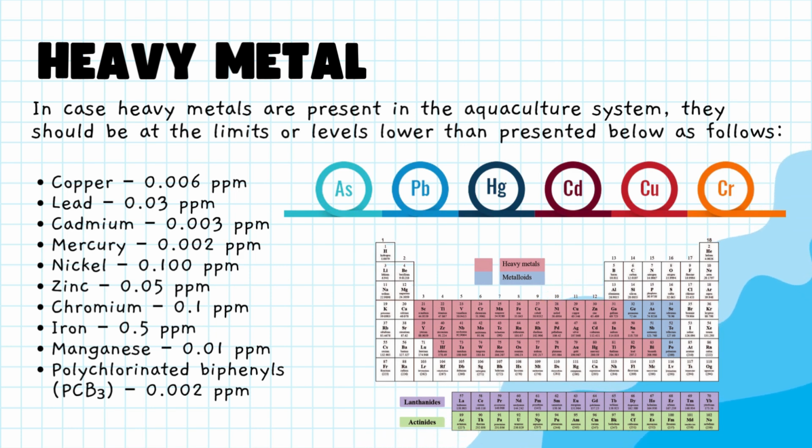For copper, we have 0.006 ppm, for lead 0.03 ppm, for cadmium 0.003 ppm, for mercury 0.002 ppm, for nickel 0.1 ppm, for zinc 0.05 ppm, for chromium 0.1 ppm, for iron 0.5 ppm, for manganese 0.01 ppm, and then the polychlorinated biphenyls, or PCBs, 0.002 ppm. In this picture, all the red squares in the periodic table of elements are heavy metals.